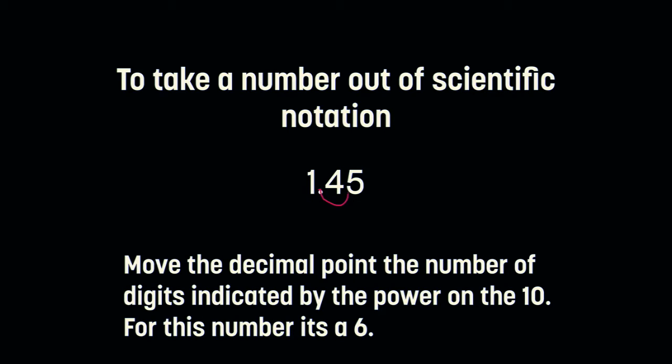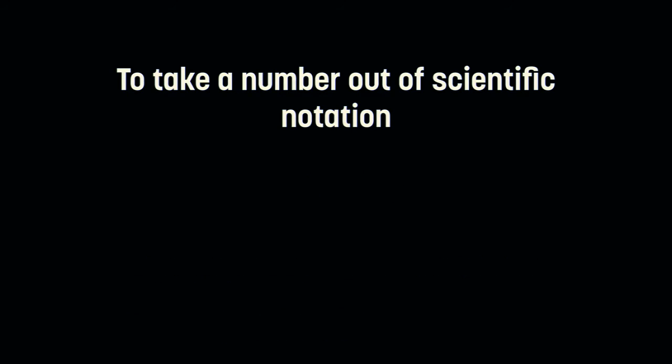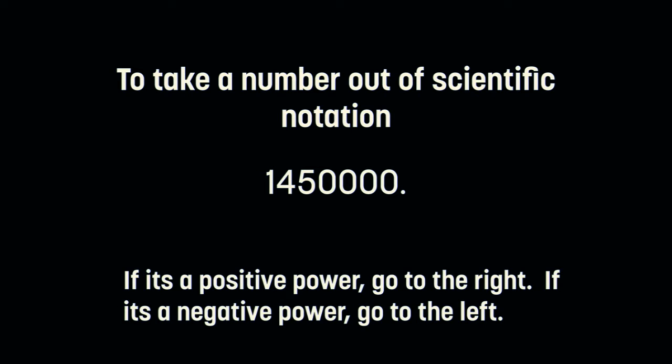So it's here, 1, 2, 3, 4, 5, 6. And we're going to fill in with zeros to get our new number. What that looks like from where we were is this. Because it was a positive exponent, we went to the right in this case.